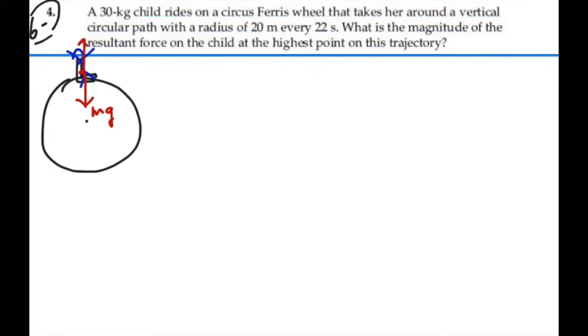So we have a child going around on a Ferris wheel. And if we were to take a look at the highest point, we would note that there are a couple forces on her. There is a force of weight pulling down towards the center of the earth, and there's a normal force of the seat pushing up on her. And as a result of these two forces, there's a centripetal acceleration towards the center of this circle. And those really are the only two forces acting on her.